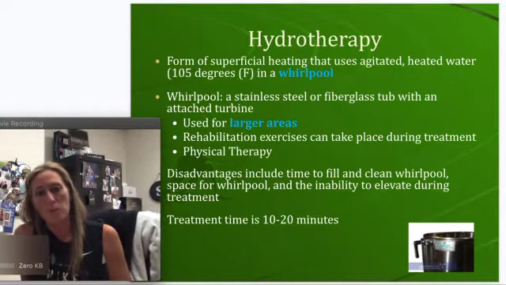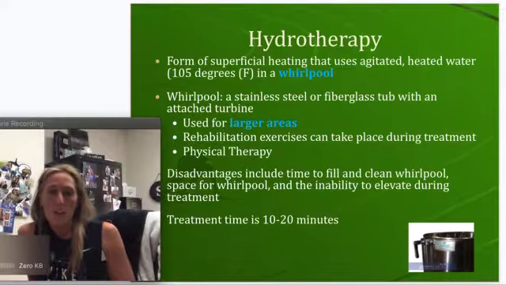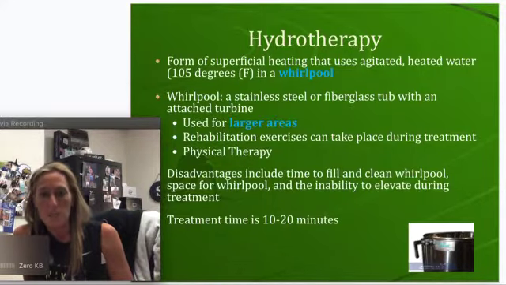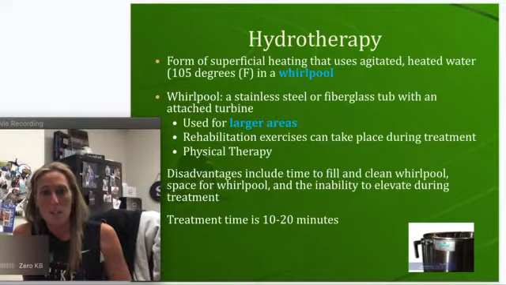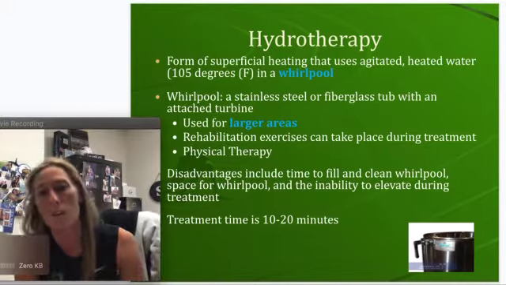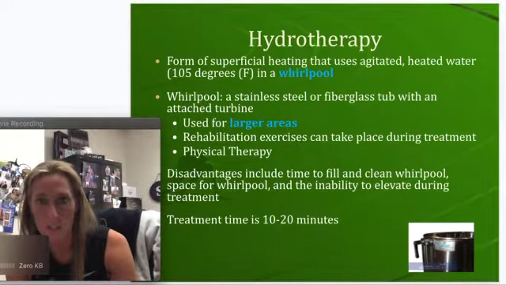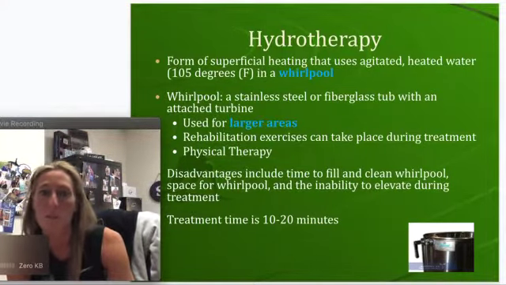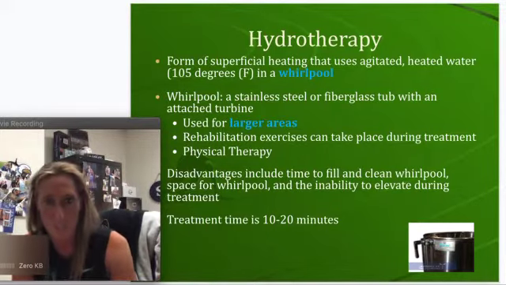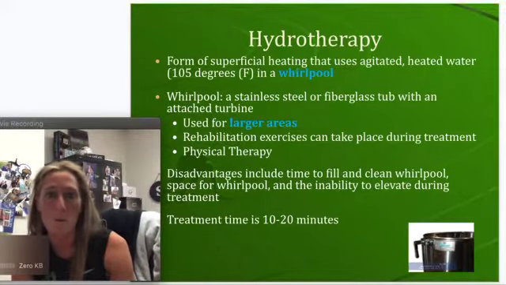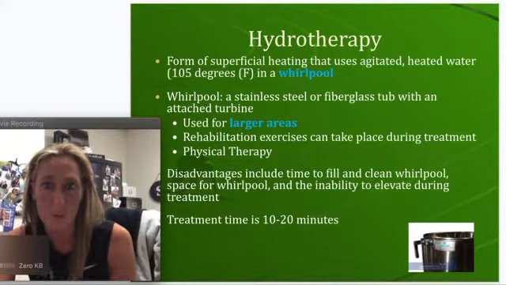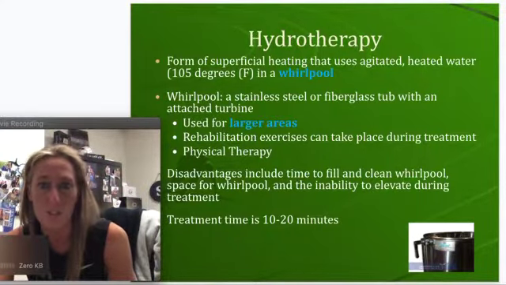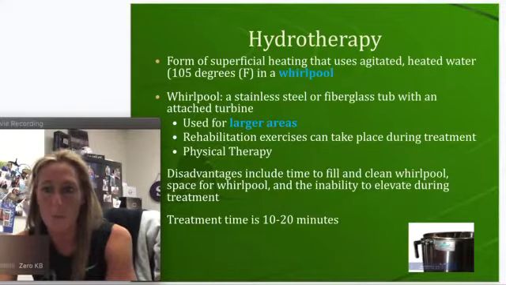There's water flow. This is used for large areas that may have injuries. Rehabilitation exercises can be done during this hydrotherapy. So all kinds of water exercises in the rehabilitation realm of things. Physical therapy is done with hydrotherapy at times. Disadvantage would be the time it includes to fill the whirlpool, disinfecting the whirlpool, and then also the inability to be able to evaluate the injured site during treatment. Treatment time is 10 to 20 minutes.